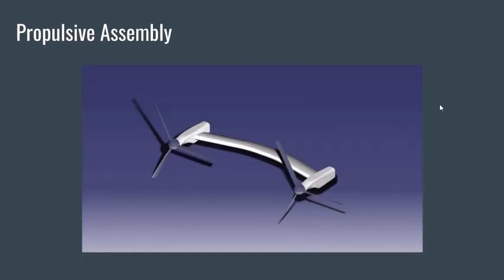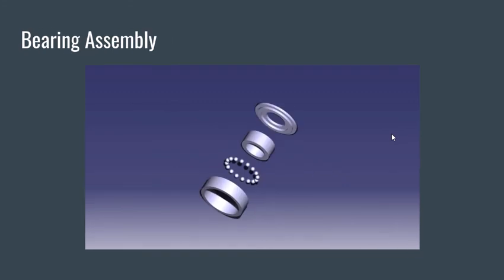Okay, so for the propulsive assembly, we have the wing, the two engines, and the propellers. This was all created using the GSD and part design workbenches. Here we can see the bearing assembly. It's just a basic ball bearing set that sits in between the propellers and the engines, so there's less friction when it's moving.